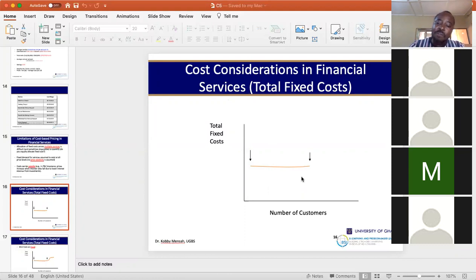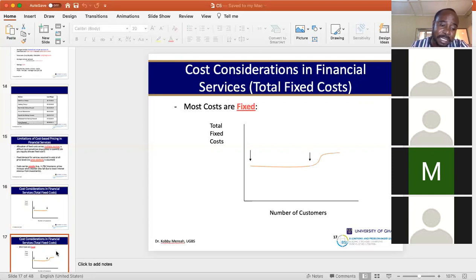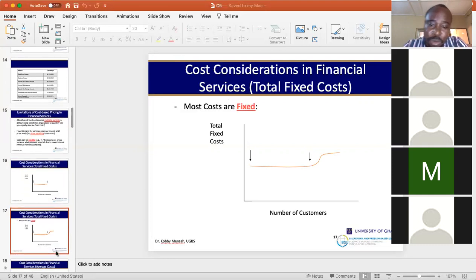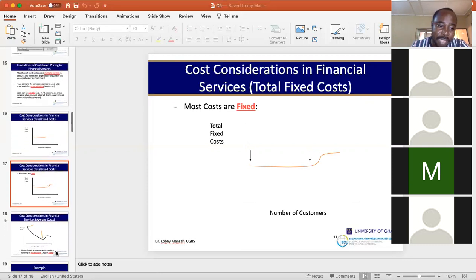But over a certain threshold, let's say you move from 100,000 customers to 200,000 or 150,000, certainly the bank is supposed to expand, isn't it? And the cost of expansion, like opening a new branch, recruiting new staff, getting new infrastructure, would increase. In that case, at a certain threshold, the fixed cost actually moves up because you have acquired new branches, etc. And that's what you see there.